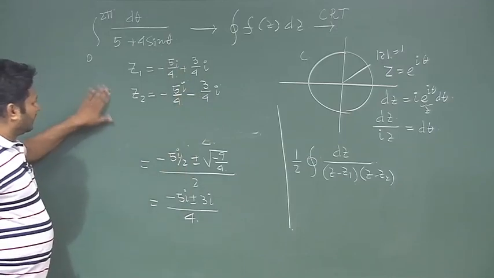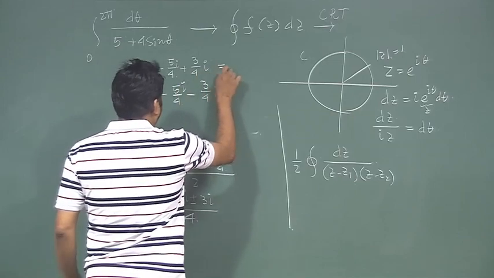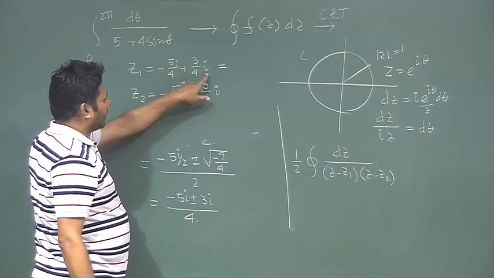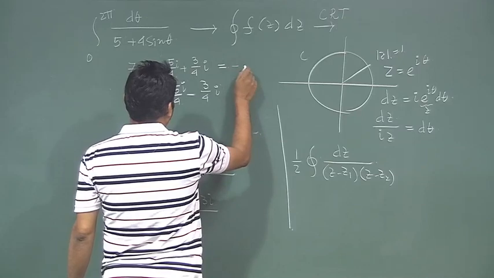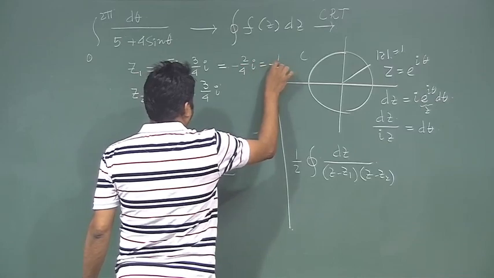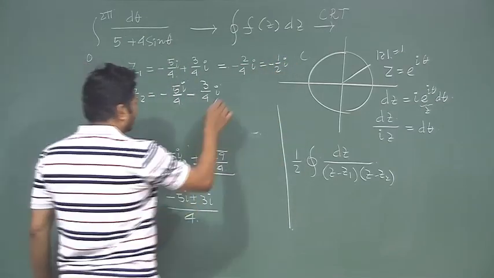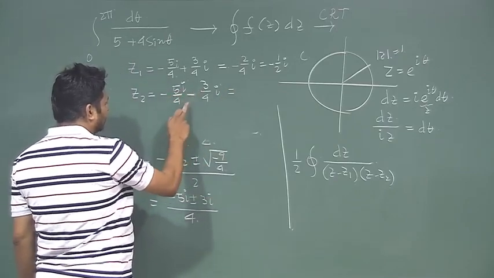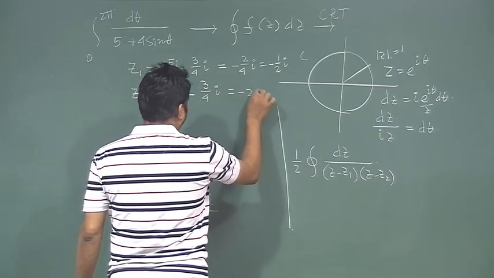So, now this is something like this. I can slightly, so this I gives me 5 by 4 I plus 3 by 4 I. So, 5 by 4 I plus 3 by 4 I, it will be just minus 2 by 4 I or minus half I. This is my Z1, and Z2 is 5 plus 3, so it is 8 by 4, which is just minus of 2 I.